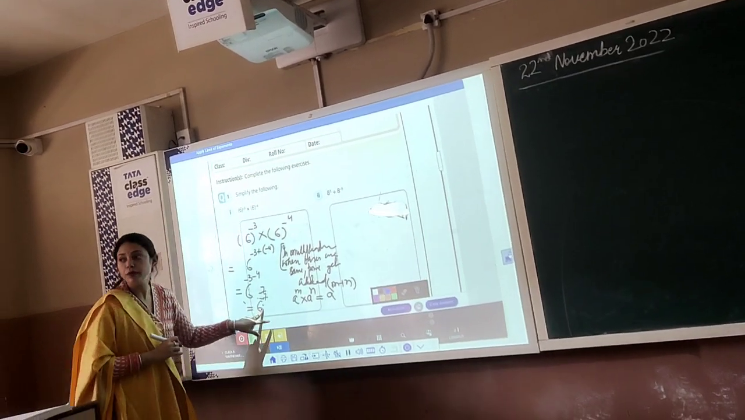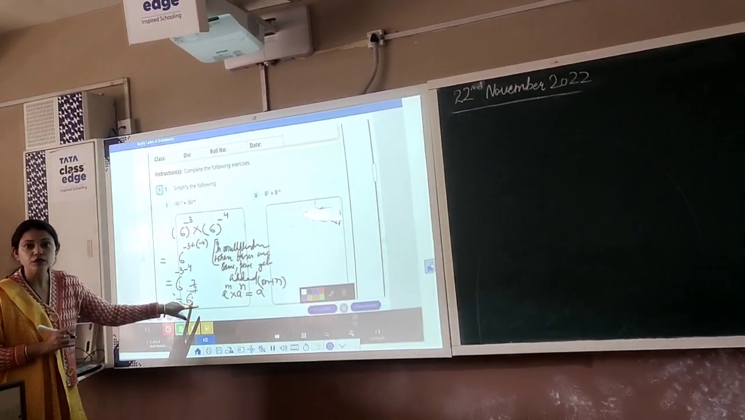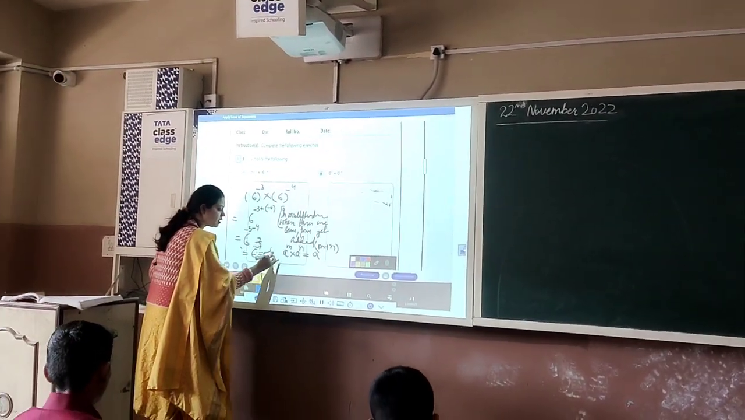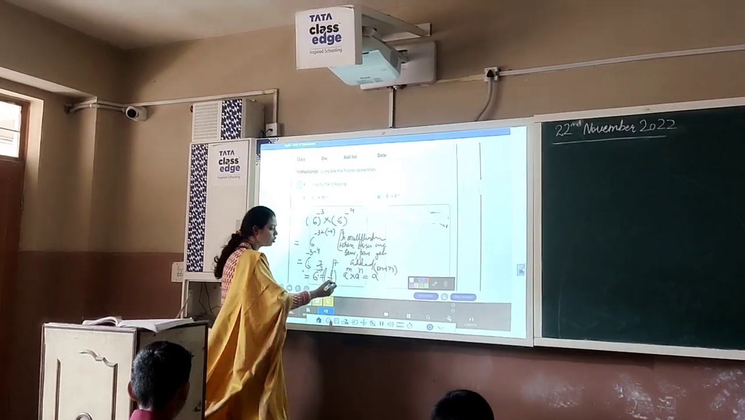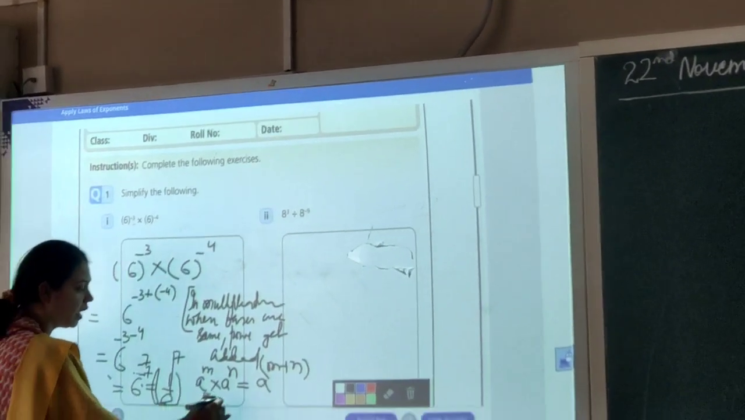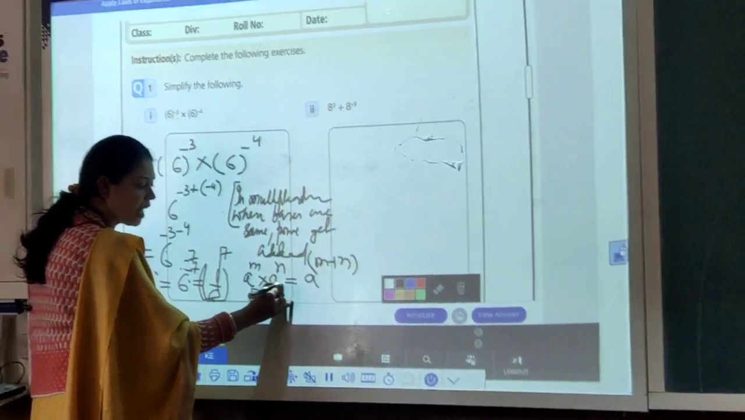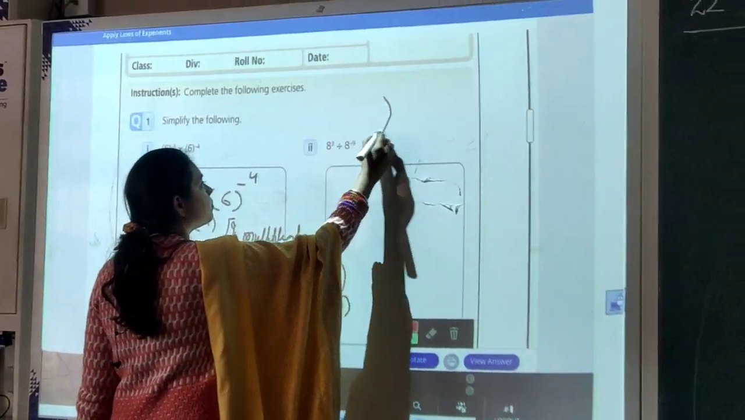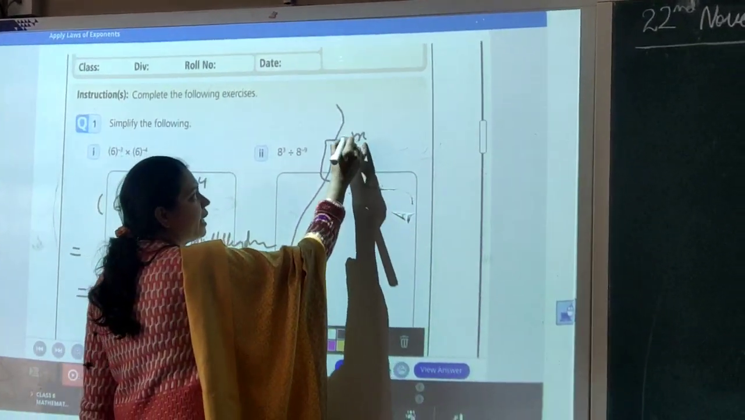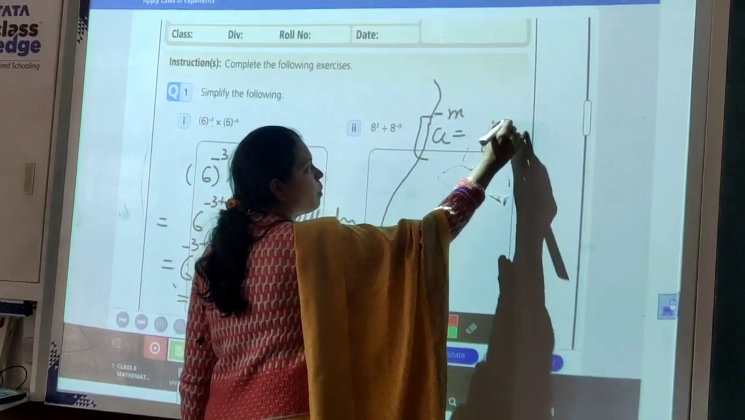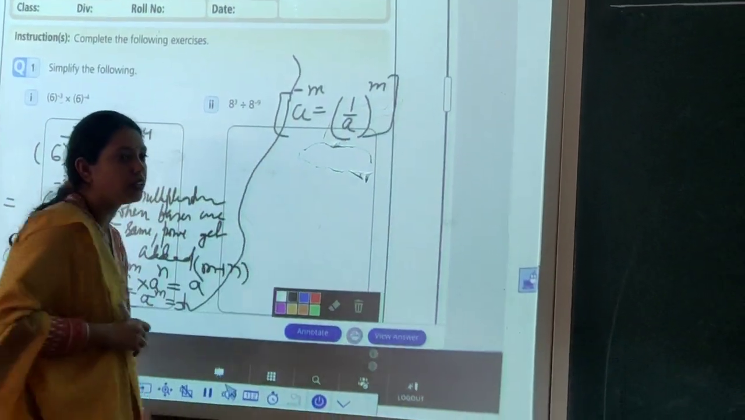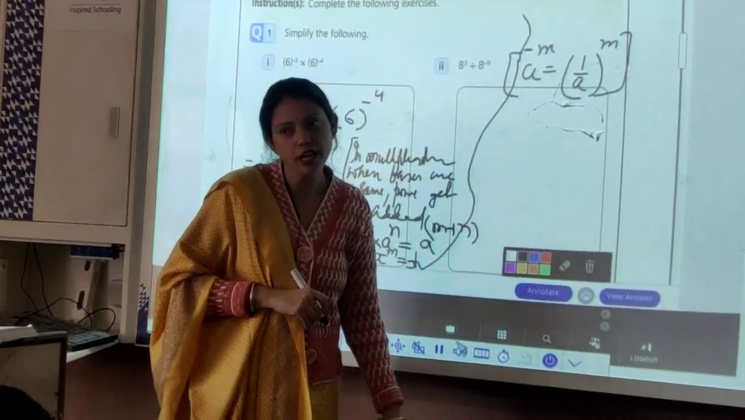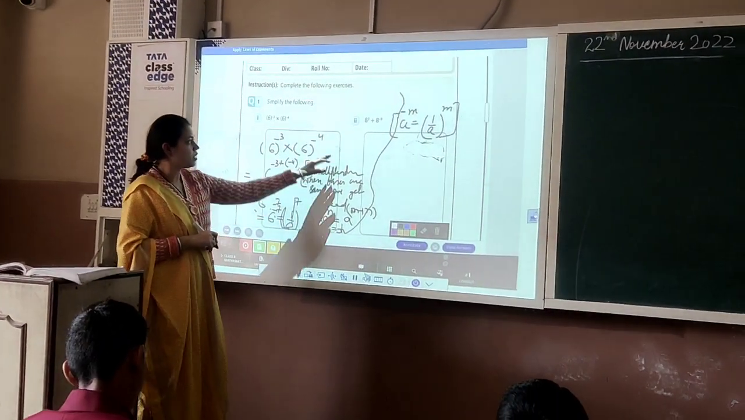Now, the law 8 we are going to use. What is this? 1 by 6 raised to power 7. So you must write here what? A raised to power minus m equals 1 upon a raised to power m. I am going to write here the reason. This negative power can be changed into positive when we take the reciprocal of the number. Is it clear to all of you?